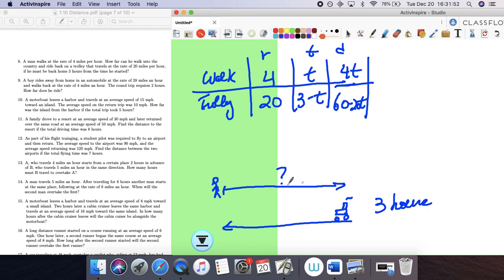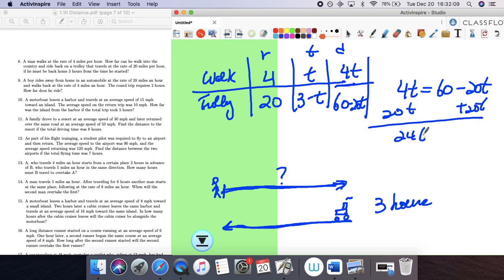What do I know about both distances? The distance that he walks and the distance that he takes the trolley to come back. They're equal to each other. That's your equation. 4T equals 60 minus 20T. Plus 20T on both sides, we get 24T equals 60. Divide both sides by 24. Let's simplify that. Divided by 12, that's 5 over 2, or T equals 2.5 hours.